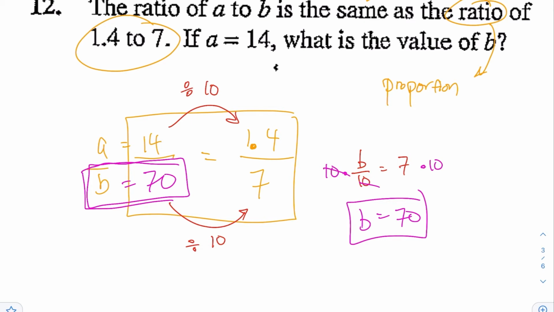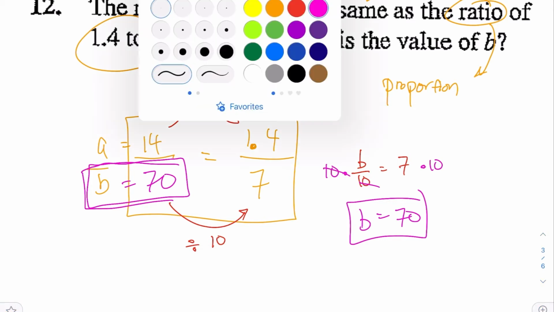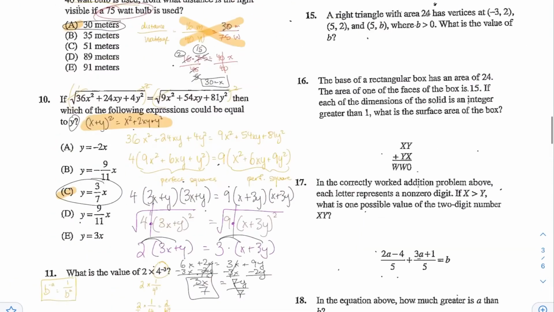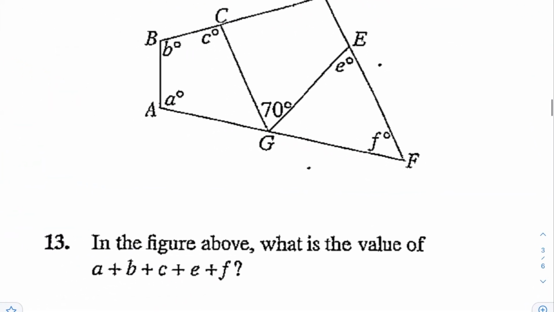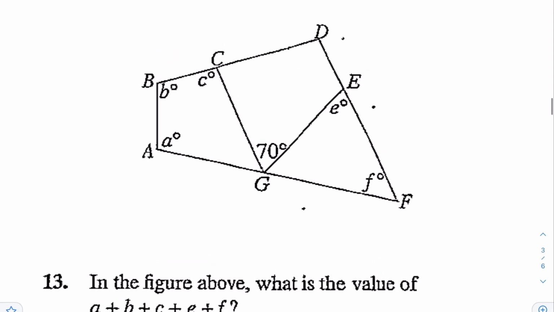You can also solve this just using unit rates as well. All right, next for number 13, in the figure above, what's the value of a + b + c + e + f? All right, so here we know that a, b, and c are 3 parts of this quadrilateral, whereas e and f are 2 parts of this triangle. So what you can actually do is add 2 more angles. Let's call those x and y.